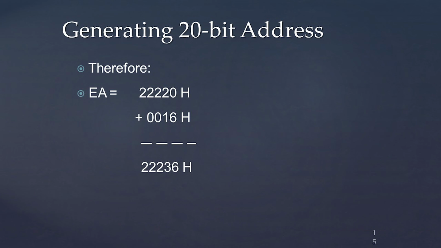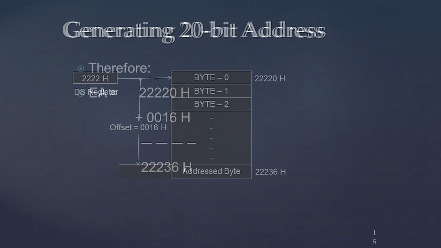The next step is we have to add the offset to this address. So we had 2222 in the data segment register. We appended 0 to it. Now we have to add the offset, which is 0016. So after adding, we get the result as 22236H, which is nothing but the effective address.